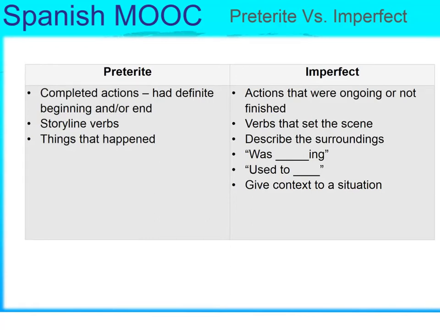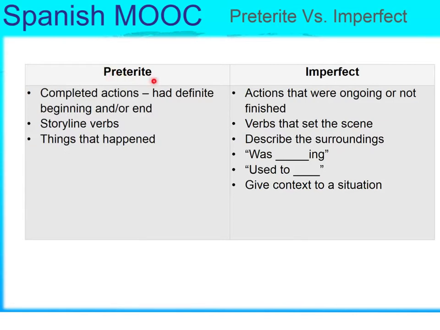Okay, we're going to learn about the difference between the preterite and the imperfect. These are two very common past tenses in Spanish. What makes them a little bit difficult for English speakers to understand is that we don't differentiate between these two tenses as much as they do in Spanish.